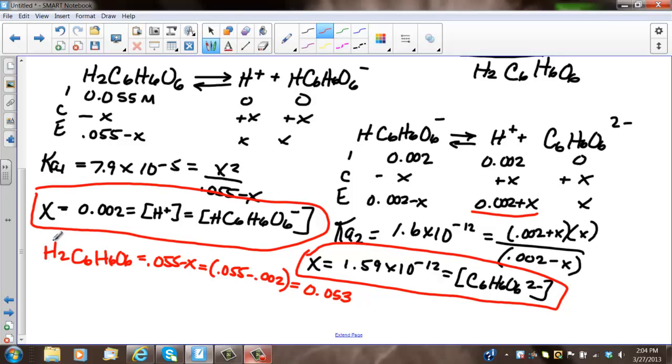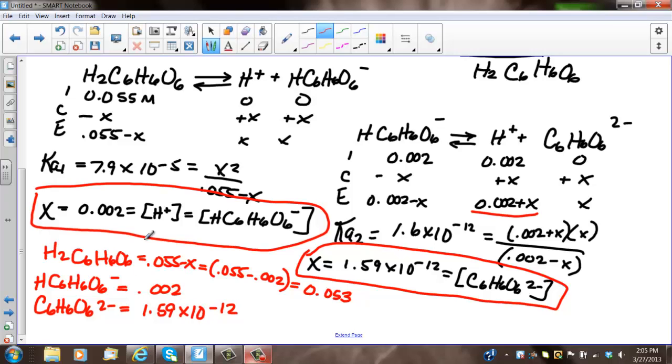Okay. Now you have, let's do the HC6H6O6 minus. That's going to be equal to 0.002. We found that there. Then we also need C6H6O6 2 minus, which we just found out was 1.59 times 10 to the minus 12.